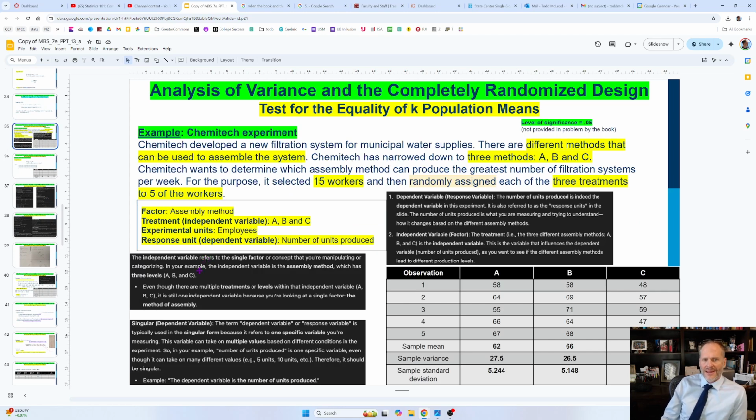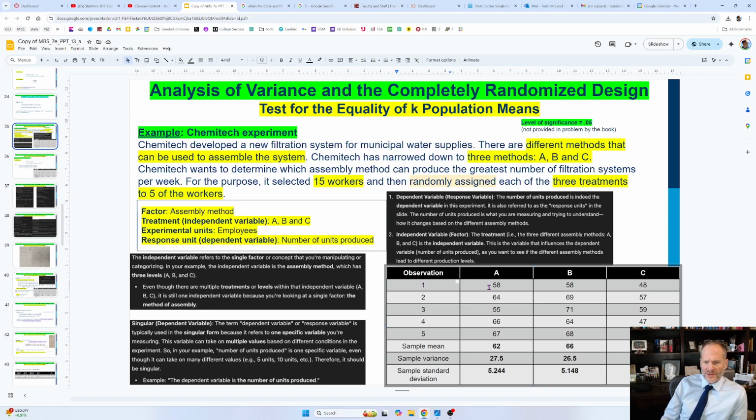They developed a new filtration system, and they have different methods for assembling it. They have 3 methods, A, B, and C, and then they choose 15 workers, and they randomly assign 3 treatments to 5 workers. So worker 1 tries method A, B, and C. That's the treatment. That's the factor. Worker 2 tries method A, B, C. And then worker 3, 4, 5, and so on and so forth.